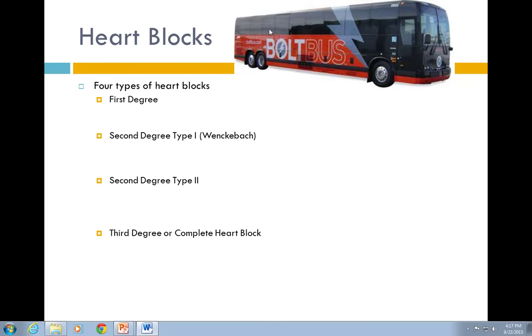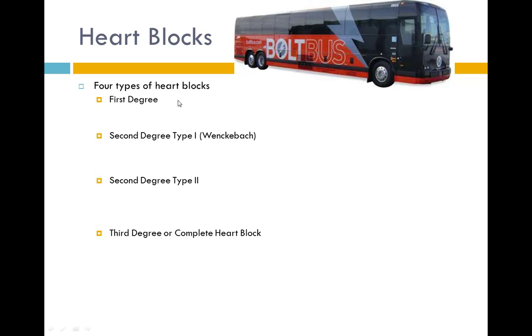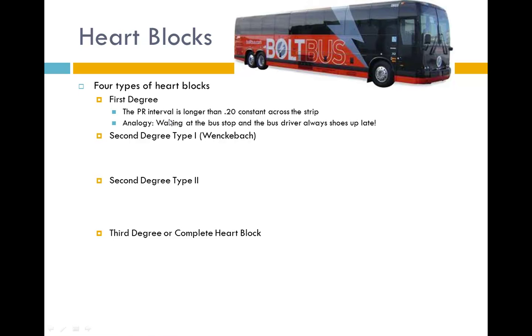All right, so next we're going to talk about heart blocks. These are fun. So I'm going to give you a little analogy as we're talking about heart blocks so you can kind of remember the difference between the four different types of heart blocks. So let's start with the first degree heart block. First degree heart block is where the PR interval is longer than 0.20 and it's constant across the strip. So again, if you are measuring, every PR interval is going to be longer than that 0.20.